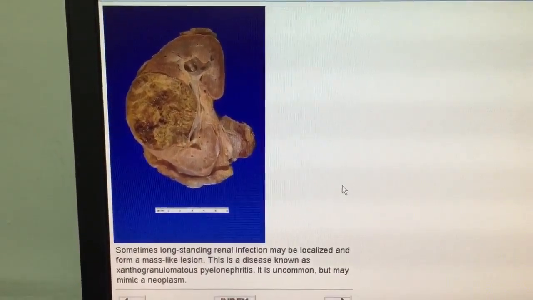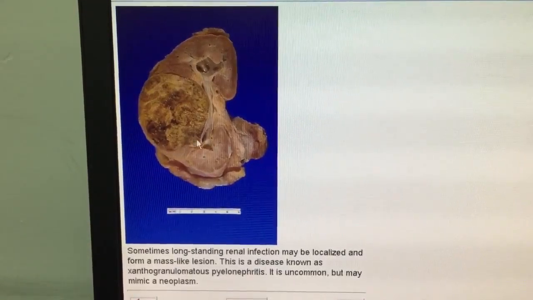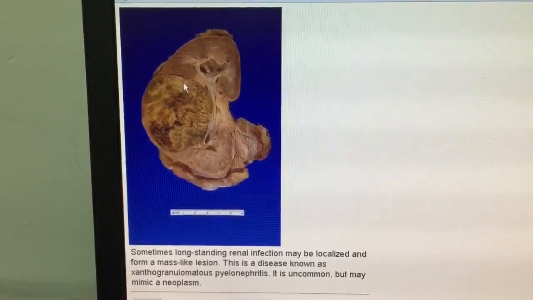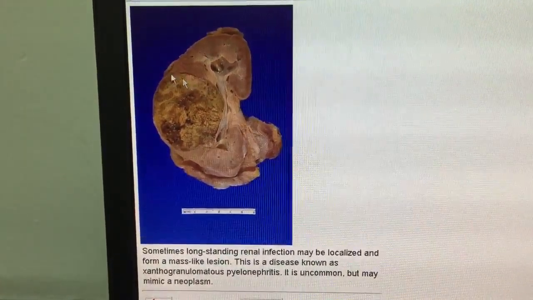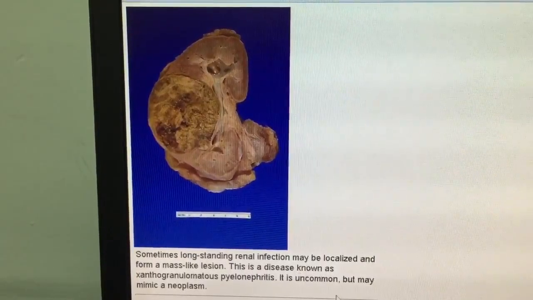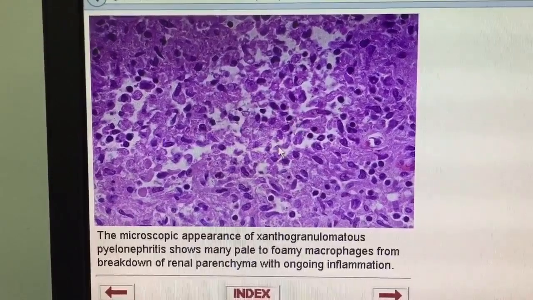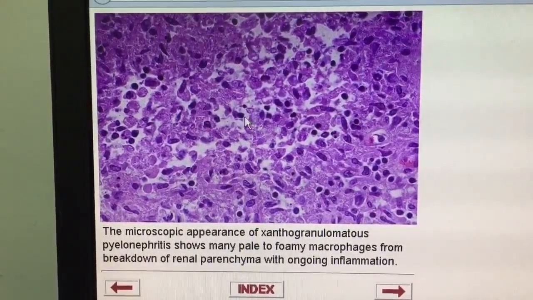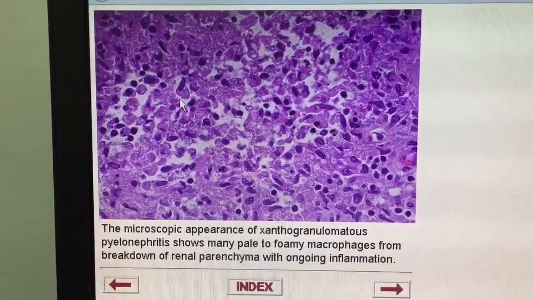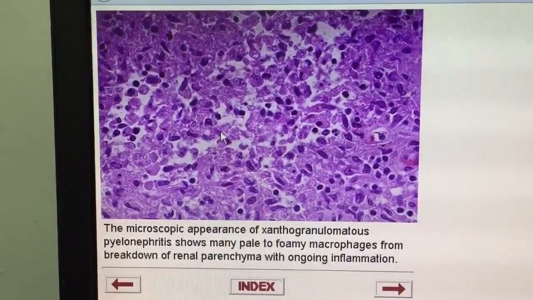Another type of chronic inflammation, which is more localized and mass forming, is xanthogranulomatous pyelonephritis. Usually these lesions have well circumscribed bulging borders with a yellow cut surface. Microscopic examination reveals the presence of abundant histiocytes, which display large abundant cytoplasm that appears granular and vacuolated.